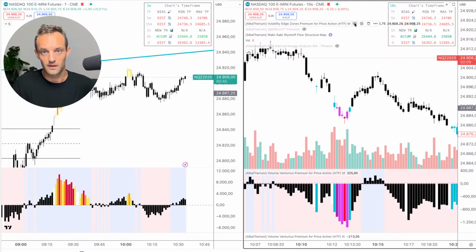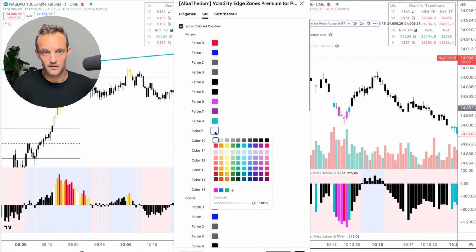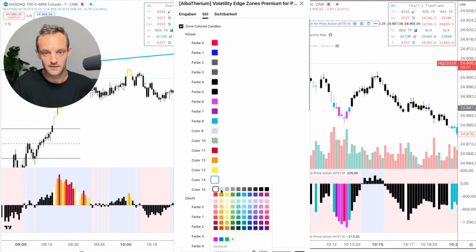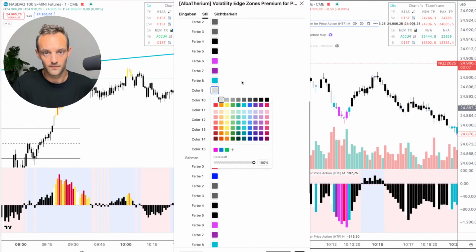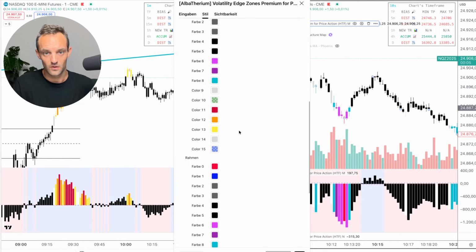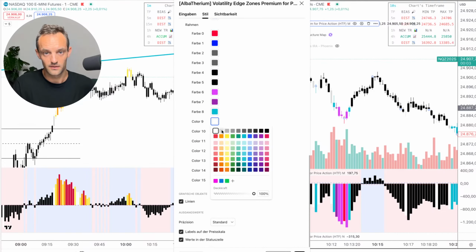We need this one a little bit too gray. Nobody can see these candles. Sorry. Nobody can see the white candles, right?